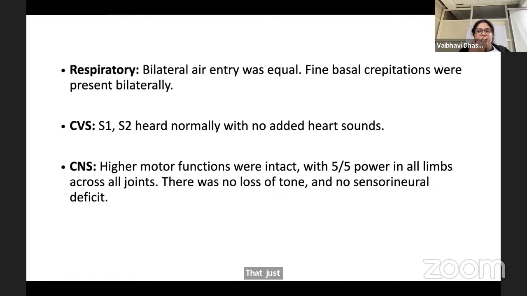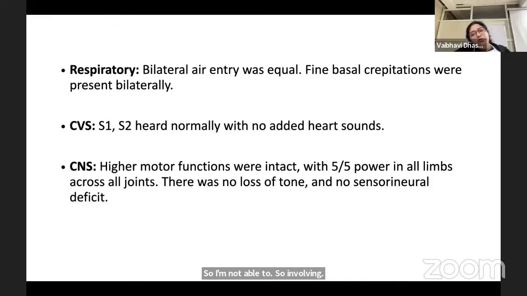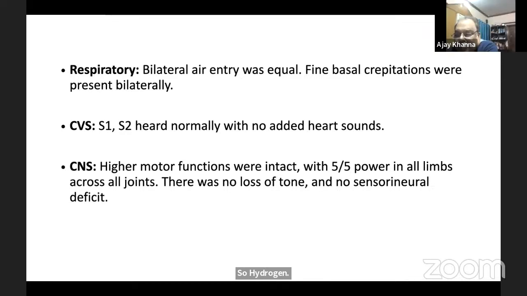Then I'm not able to think of any. Fluid is there and air is there in the chest. What is that condition called? So hydropneumothorax would be. You get a succussion splash in hydropneumothorax also.